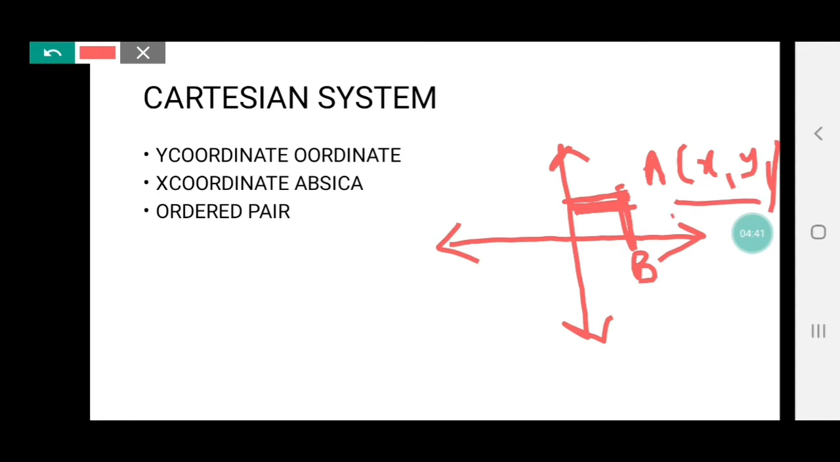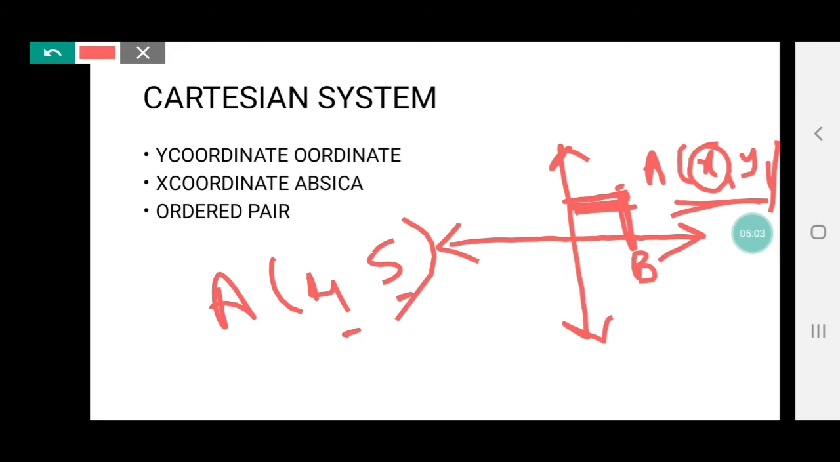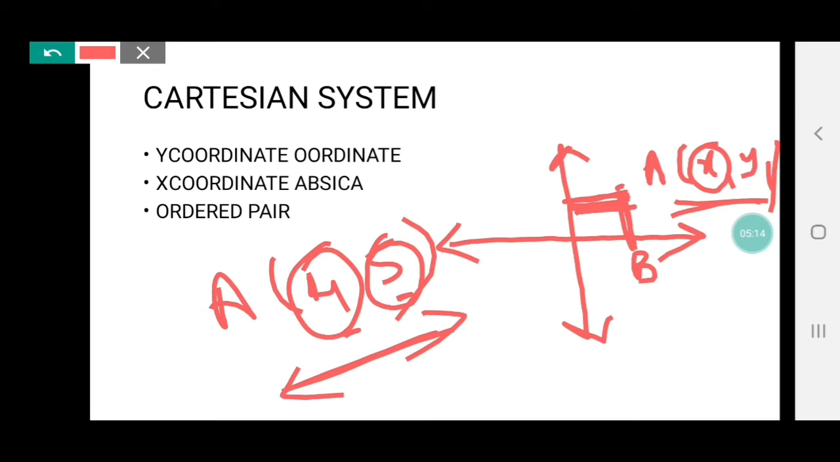Okay, the x coordinate is known as abscissa, and the y coordinate is known as ordinate. Okay, so whenever we are writing, suppose A (4, 5), this 4 is the x coordinate and 5 is the y coordinate. Okay, so 4 is known as abscissa and 5 is known as ordinate. This is known as an ordered pair.